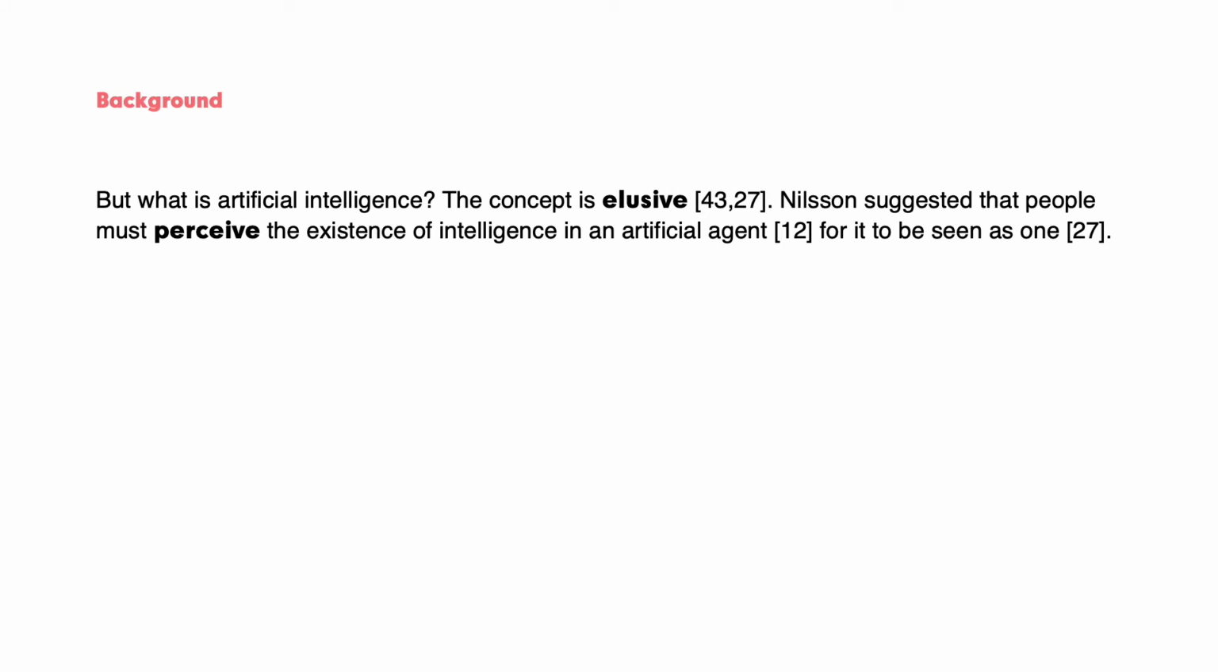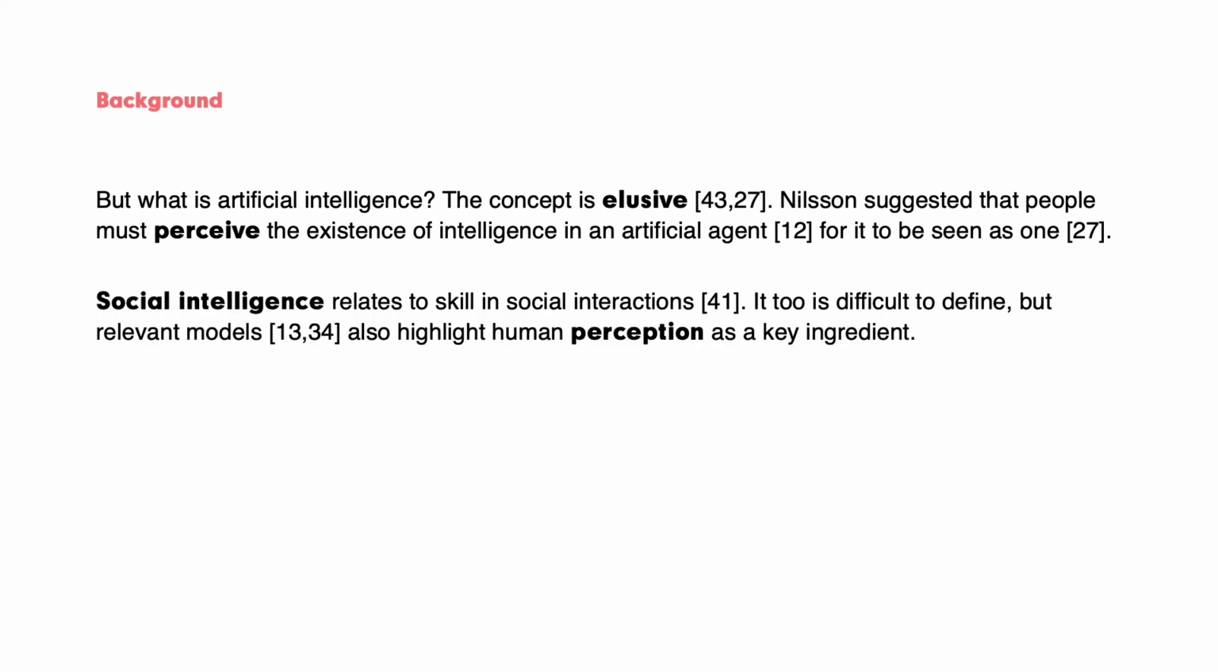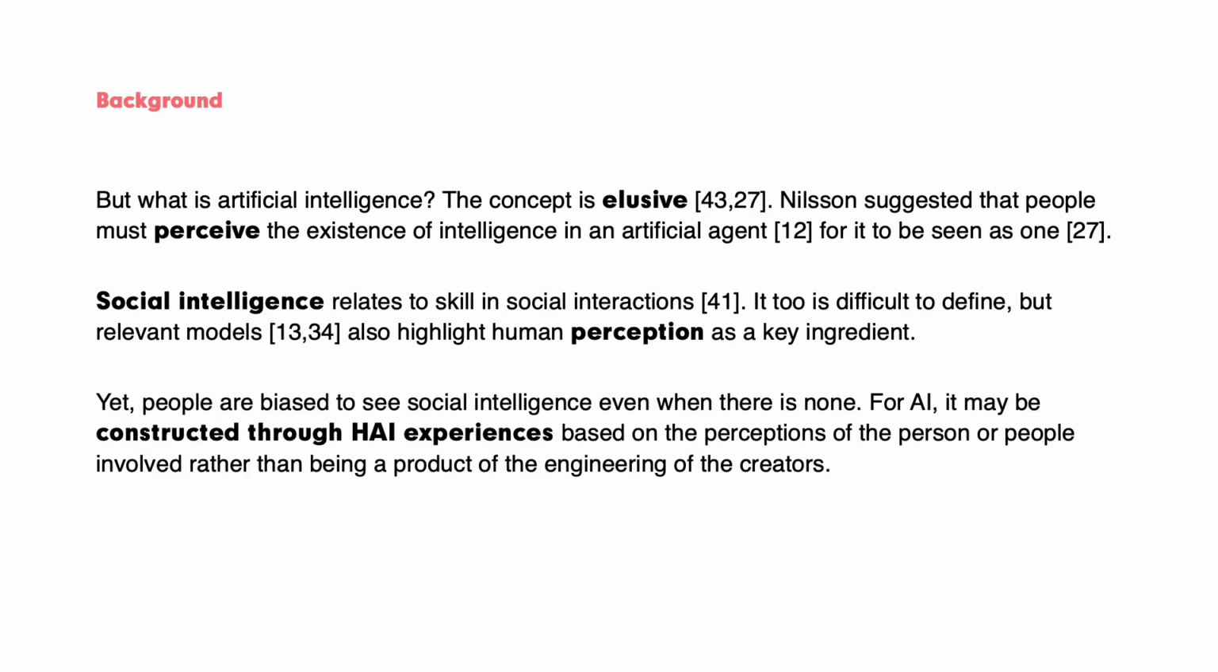Nielsen suggested that people must perceive the existence of intelligence in an artificial agent for it to be seen as intelligent. Social intelligence relates to skill in social interactions. It too is difficult to define, but relevant models also highlight human perception as a key ingredient. People are biased to see social intelligence even when there is none. For AI, it may be constructed through interaction experiences based on the perceptions of the person or people involved, rather than being a product of the engineering of the creators.